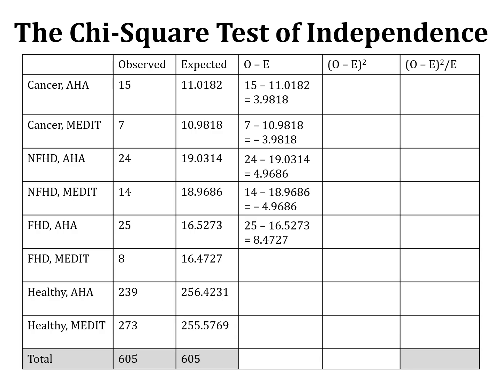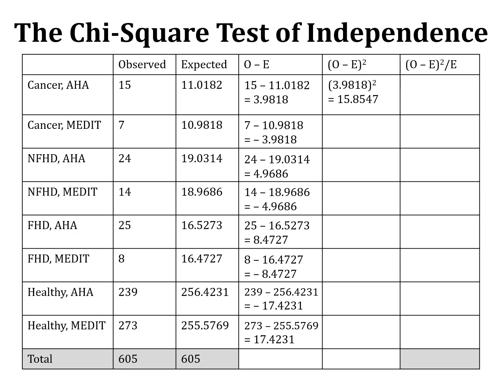The difference between the observed and expected frequency is 8.4727, and then the difference for the next cell is minus 8.4727, and the difference in the observed and expected frequency of the last two cells of the healthy individuals, so this is 17.4231. So this is how we calculate the difference between observed and expected frequencies.